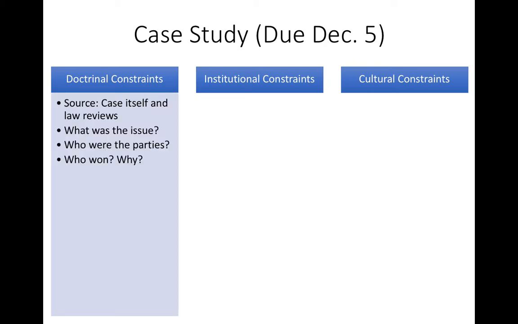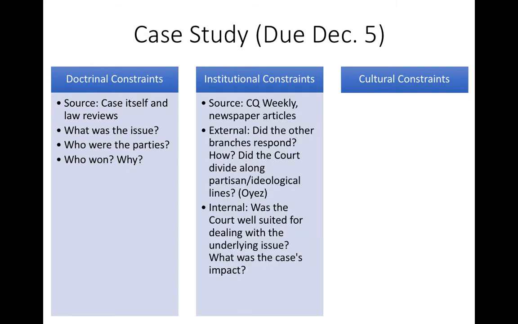So, of course, the constraints, as we've mentioned many times in class, are doctrinal, institutional, and cultural. As for doctrinal constraints, the source of these for your research purposes is the case itself. Law review articles are also quite helpful in this regard. And you need to identify the issue, the parties, and who won, along with why. Sometimes these questions will shed light on whether the court found itself to be doctrinally constrained or not.